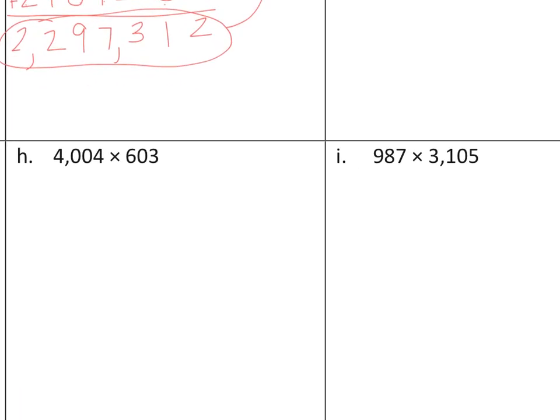Let's jump over to I and let this be our last one on this page. So let's quickly do some estimation. 987 is going to be close to 1,000 because you round up. And then 3,105 is going to be close to 3,000.